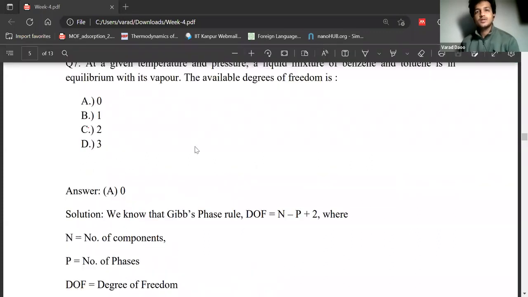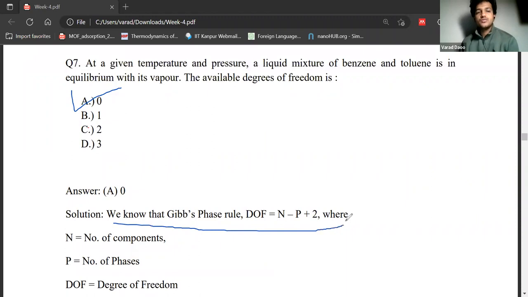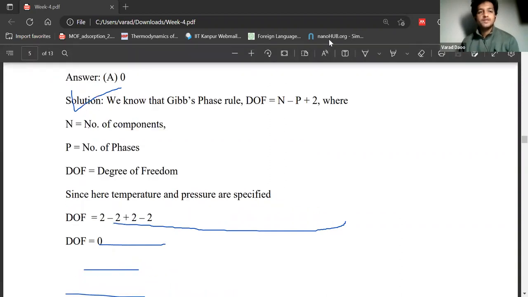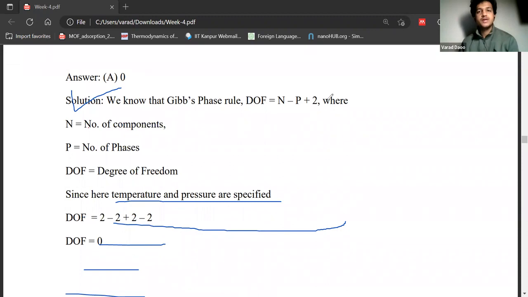Yes, the correct answer is option A. Like I said, we know Gibbs phase rule, where n is the number of components, p is the number of phases, and d of is the degree of freedom. Since here temperature and pressure are specified, we have to add minus 2 here.